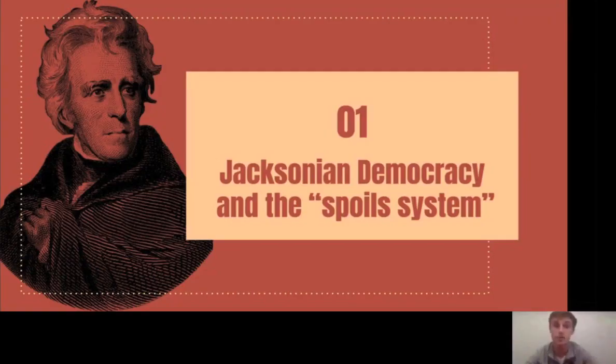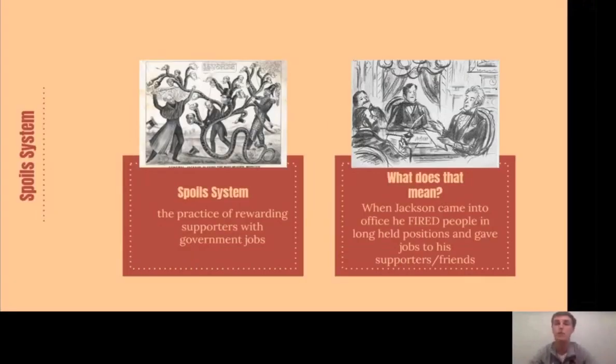Now, our first thing we said we were going to talk about was Jacksonian democracy and the spoils system. Okay, now what is the spoils system? The spoils system is this idea that when a president comes into office, they reward their supporters with government jobs. Basically meaning Jackson comes into office and he fires about 20% of the people who work for the government and replaces them with people who supported, agreed with, and voted for him.